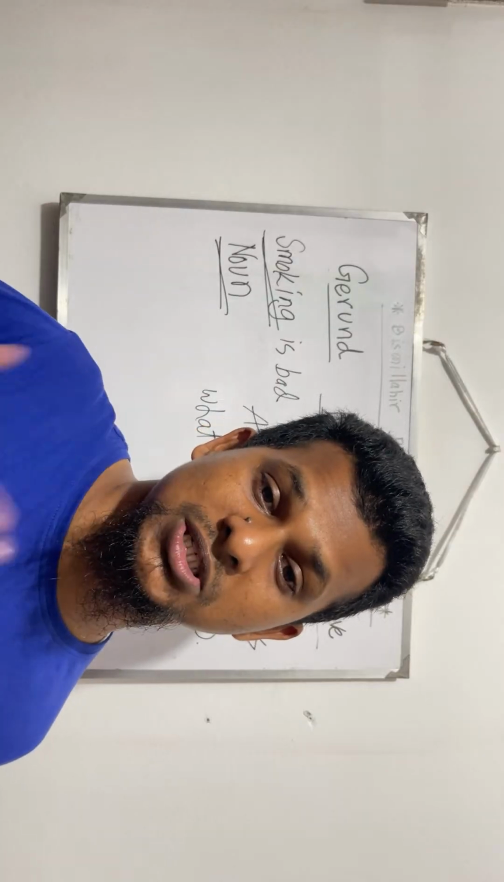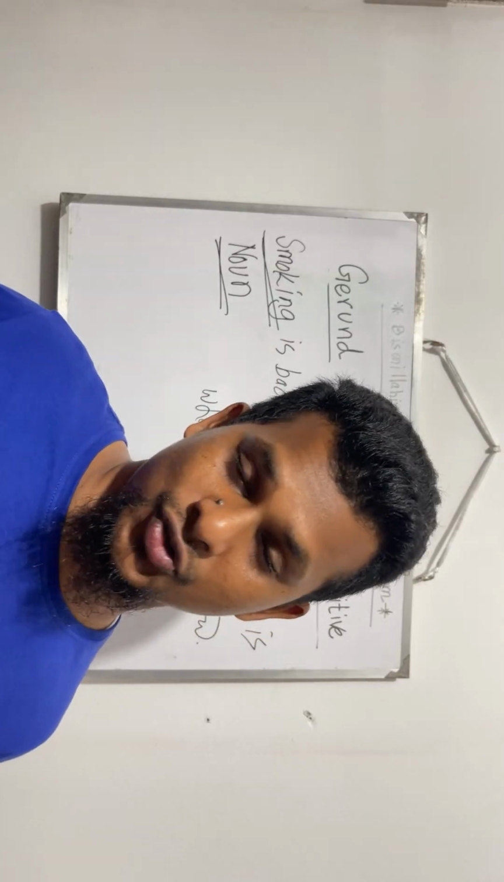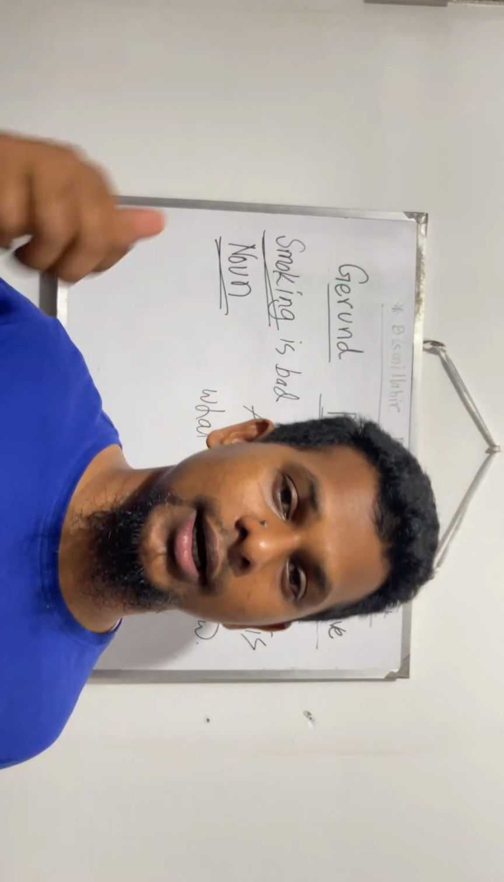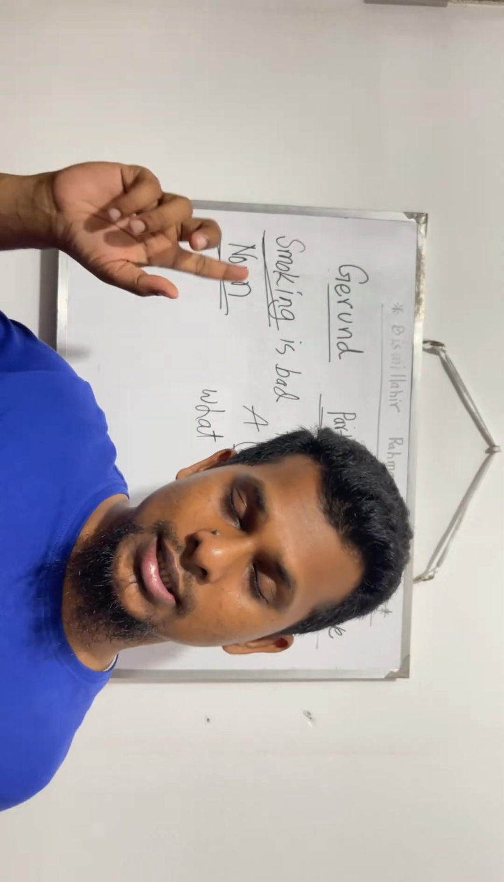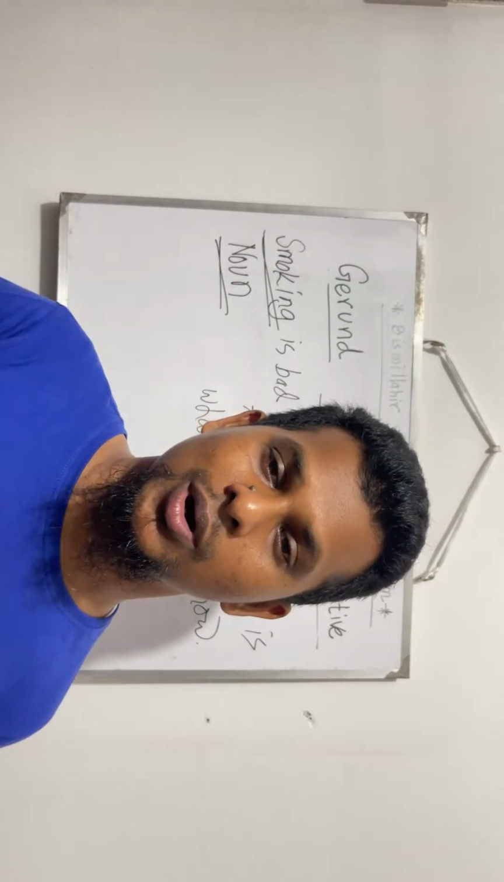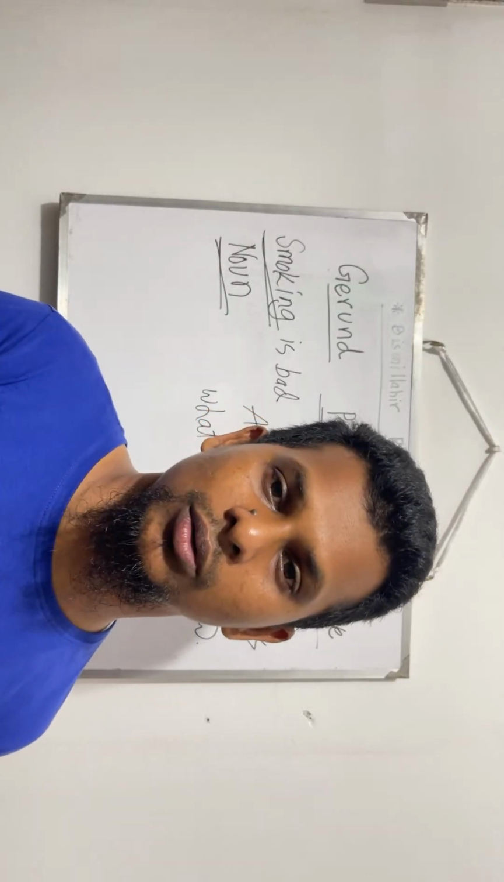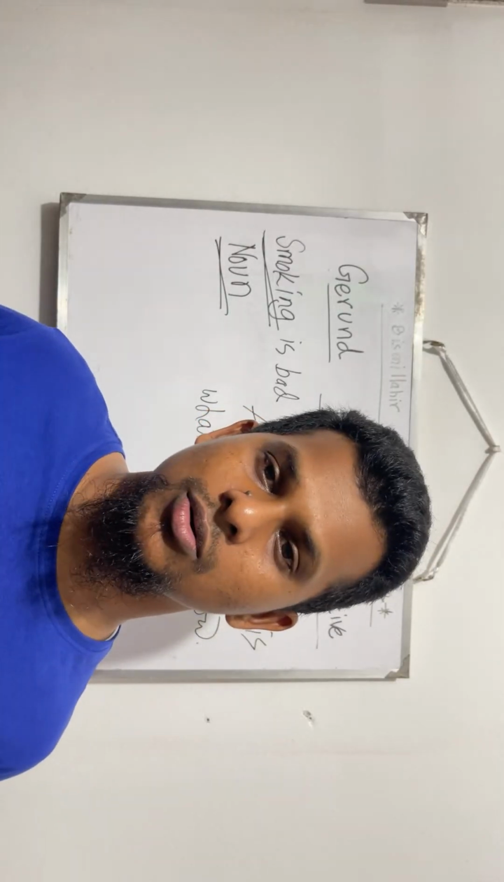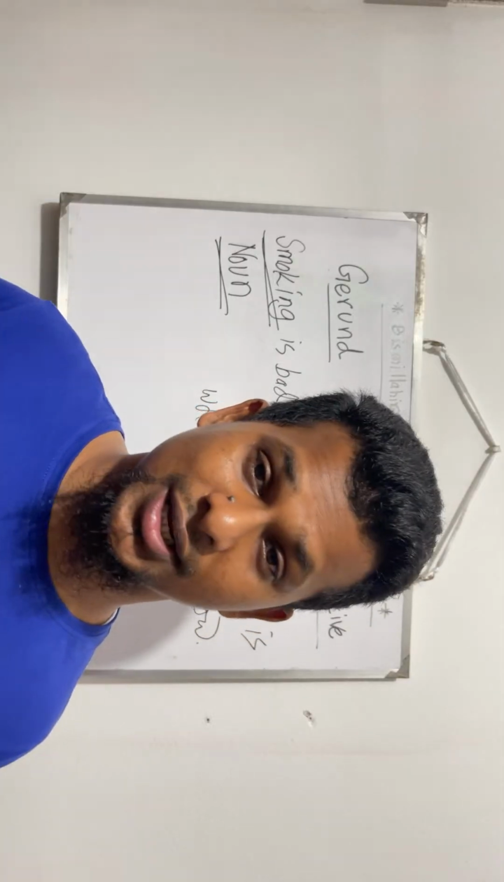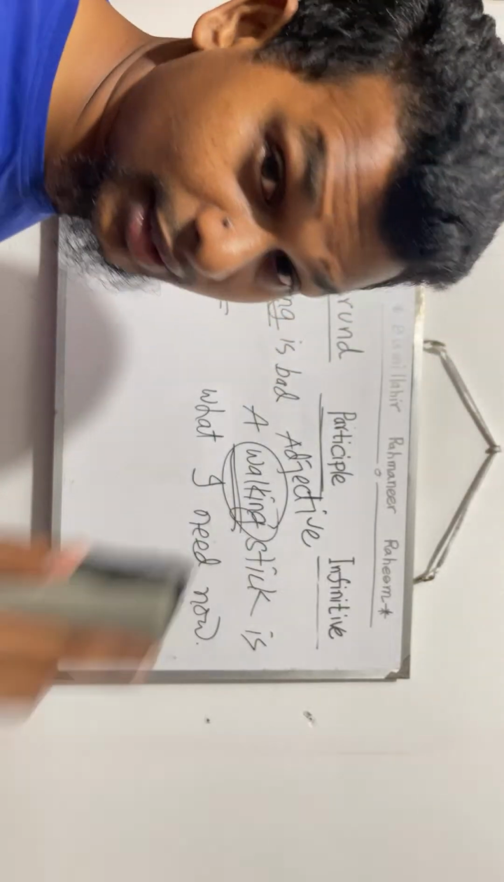Participle always denotes an adjective, always works as an adjective, always acts like an adjective, but at the same time gerund always acts like a noun. Gerund works as a noun. Gerund is nothing but a noun. Participle is nothing but an adjective. And then infinitive.